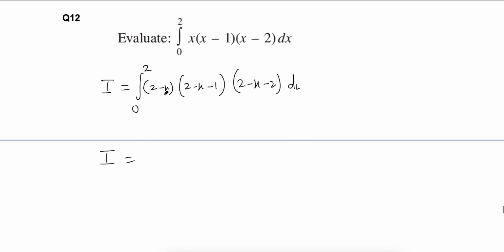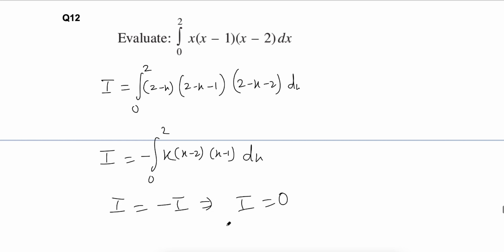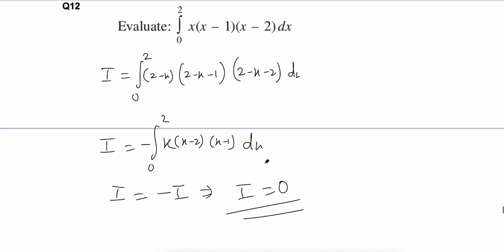So I equals, 2 minus x minus 1 will become 1 minus x. So 2 minus x into 1 minus x, I can write simply, minus common here, cancel both. So I will get (x - 2)(x - 1). Did you understand? And here the minus I will take out, dx. So what we got? I equals minus I. That means I equals 0. Finish. Is this clear to everybody? Next.